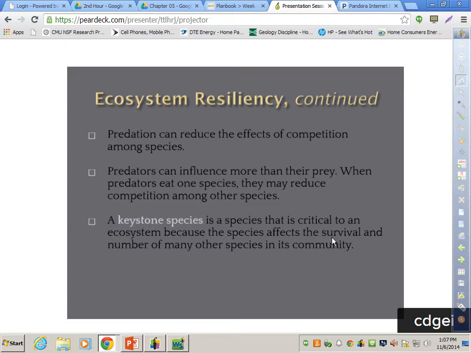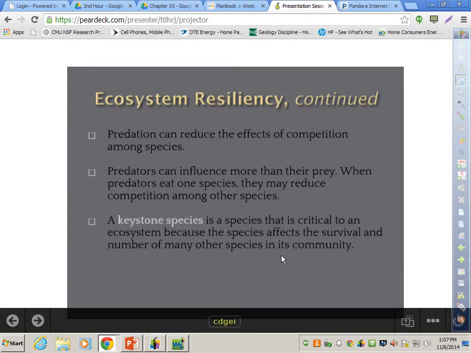That's also why hunting's a good thing, too. You wouldn't want deer to become overpopulated. You hit them with your car. They spread tuberculosis. There's a lot of reasons not to go hunting, but at least to support it. So a keystone species is a species that is critical to an ecosystem because the species affects the survival and number of many other species in its community.